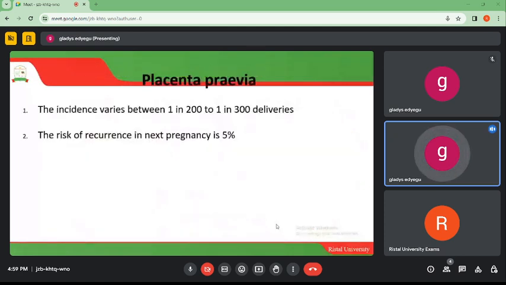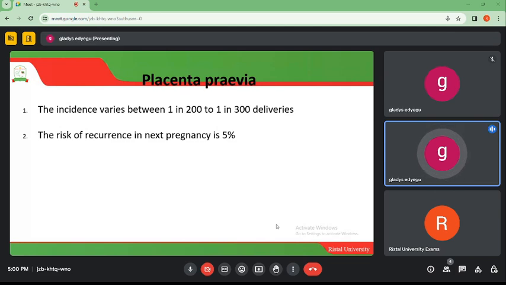So placenta previa basically, the incidence varies between 1 in 200 to 1 in 300 deliveries. So you realize it is something that is rare. It is not a very, very common condition. But when it occurs, of course, it needs emergency attention to the mother because we can easily lose the mother because of severe bleeding.